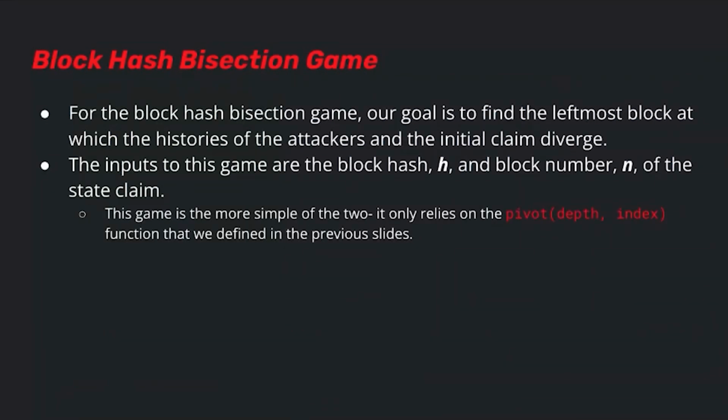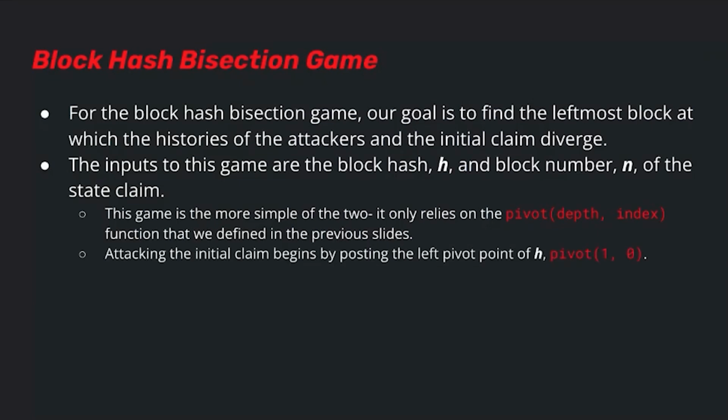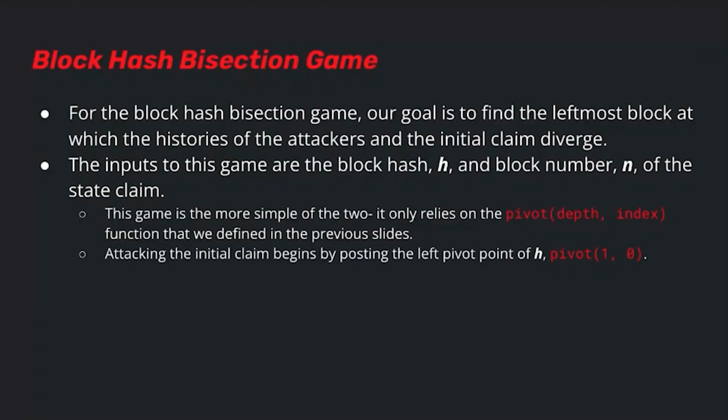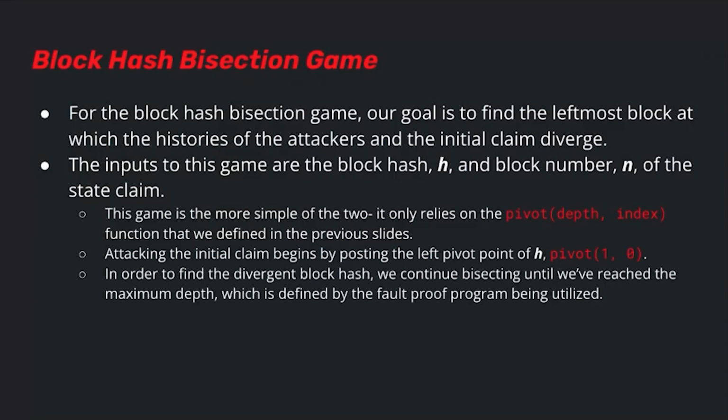And this game is the much more simple of the two. It only relies on that pivot function that we just talked about in the previous slides. And attacking the initial claim, which we hinted at earlier, begins by posting the left pivot of H. So the first move of any dispute game, if you want to attack the root claim, is to supply the left pivot on the root claim. So in order to find the divergent block hash, we continue bisecting until we've reached the maximum depth, which is going to be defined by the fault-proof program being utilized. It may be different if we're using MIPS, it may be different if we're using RISC-V, x86, whatever we decide to do.